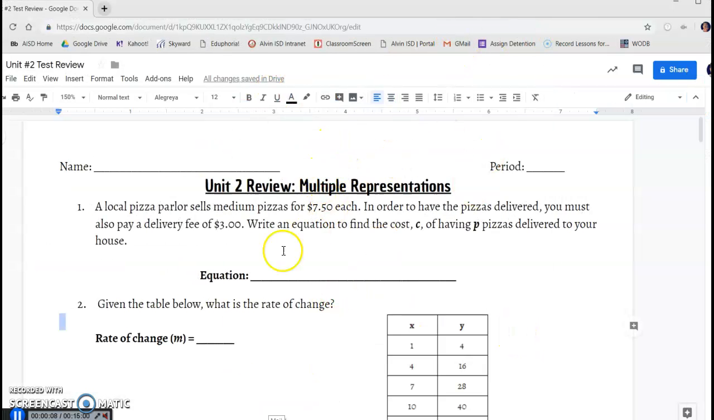For sure. Okay, looking at your unit 2 review on multiple representation. A local pizza parlor sells medium pizzas for $7.50 each. In order to have the pizzas delivered, you must pay a delivery fee of $3. Write an equation to find the cost, C, of having P pizzas delivered to your house.